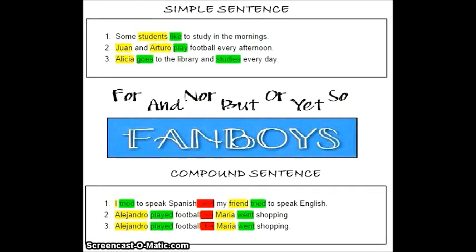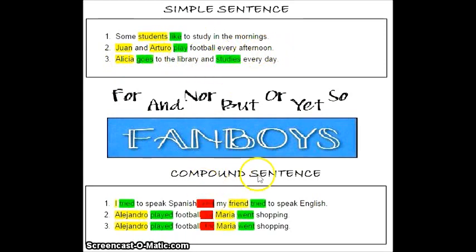Alright, so as you know, experienced writers use a variety of sentences to make their writing interesting and lively. Let's remember two types of sentences, simple and compound. A simple sentence, also called an independent clause, contains a subject and a verb, and it expresses a complete thought. In these sentences, subjects are yellow and verbs are in green. The first sentence is, some students like to study in the morning. Number 2, Juan and Arturo play football every afternoon. Number 3, Alicia goes to the library and studies every day.